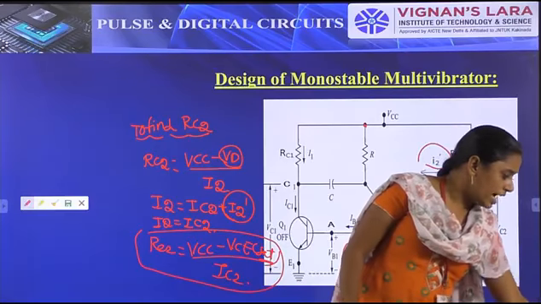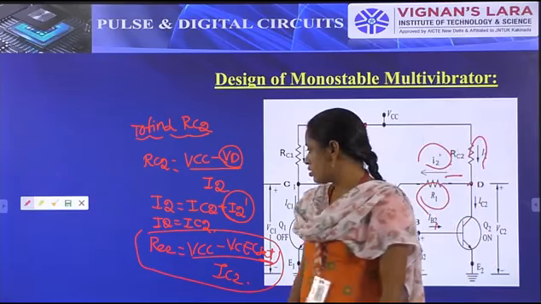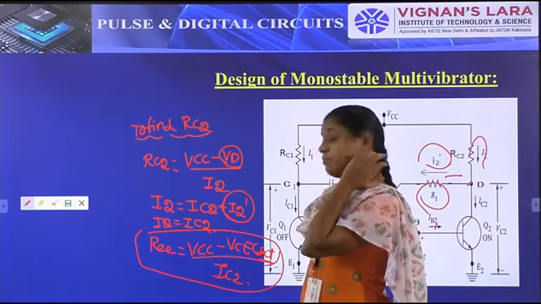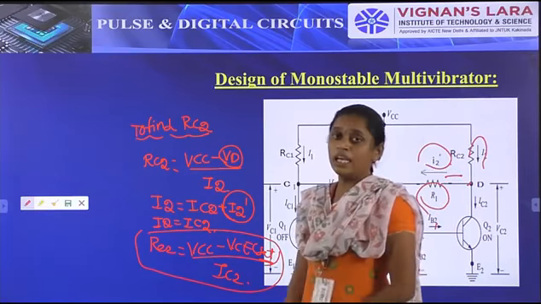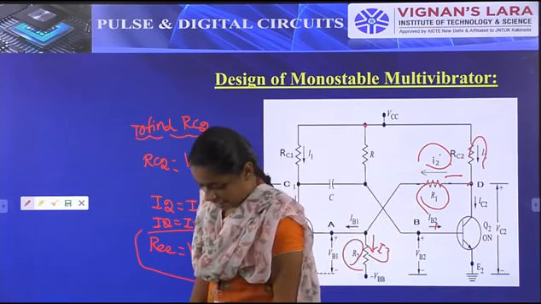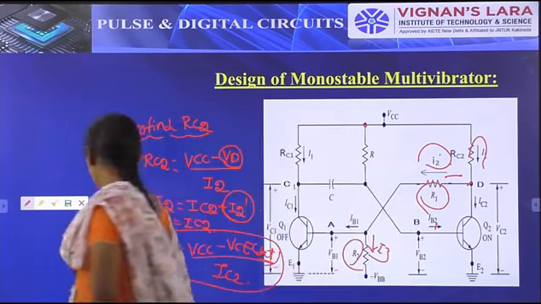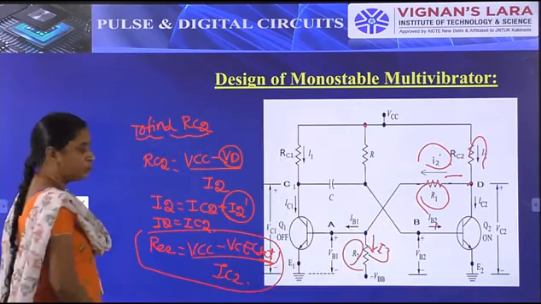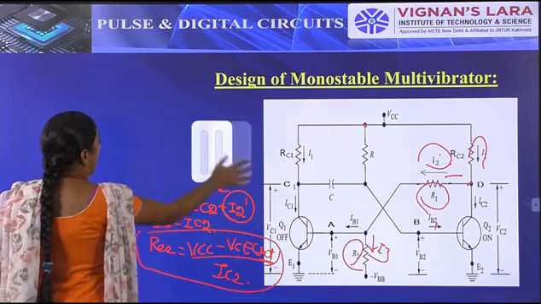As we know that RC1 is equal to RC2, that's why RC2 is equal to (VCC minus VCE sat) by IC2. In case they say to neglect the junction voltages, it will be VCC by IC2. So that is the finding of RC.